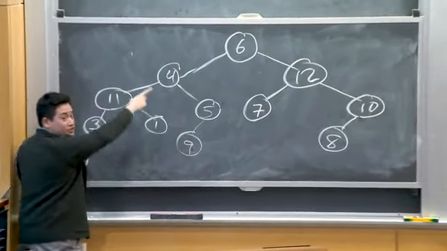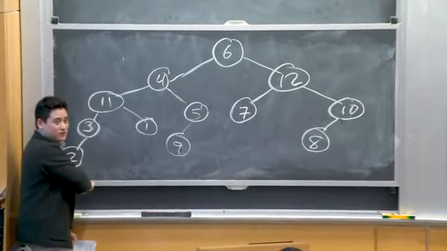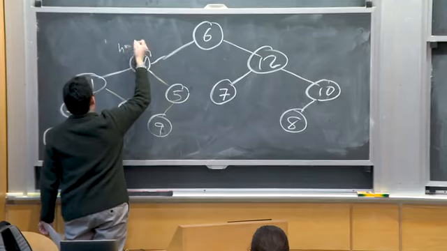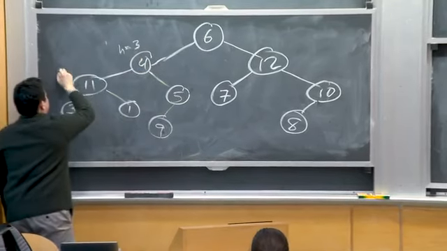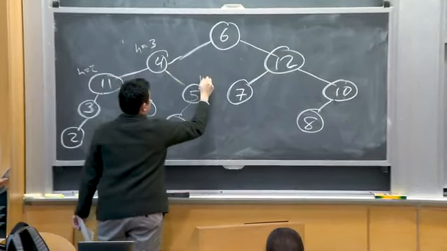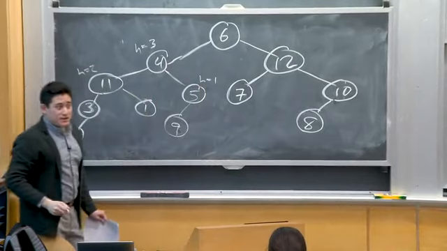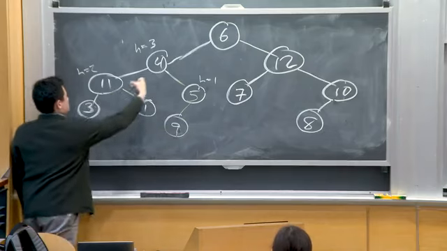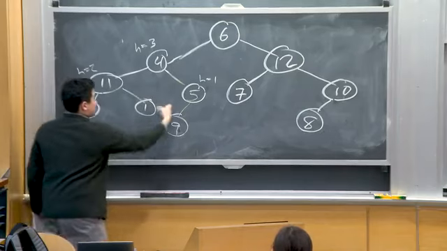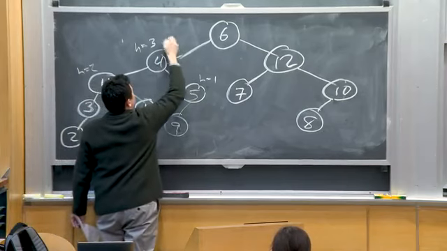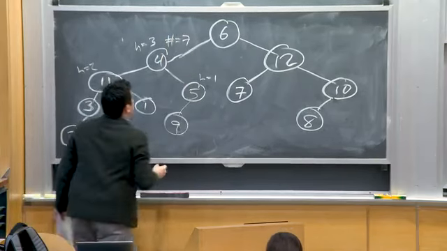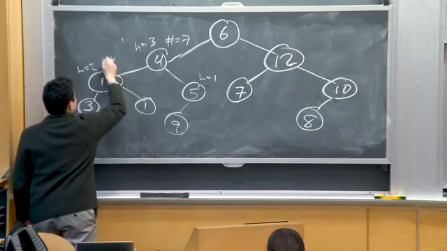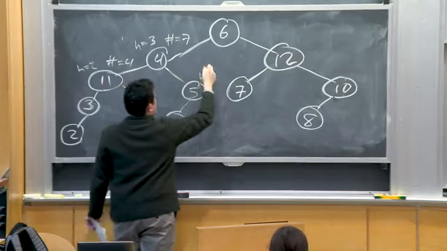1, 2, 3. That's the longest path from the root of that subtree. So this is height equals 3. That came from height equals 2 and height equals 1. Does everyone see that? Yeah? And then the size here, how big is that? That's 1, 2, 3, 4, 5, 6, 7, right? So I'm going to put size equals 7 here, and that's coming from this guy, 1, 2, 3, 4, and this guy is 2.